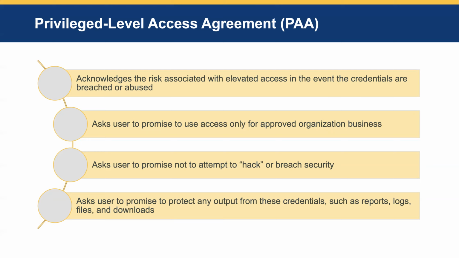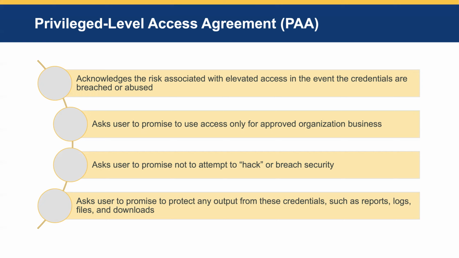And typically a privilege level access agreement is not going to be a detailed 10 or more page document. Typically it's less than 2 or 3 pages, and it'll contain appropriate sections to determine areas of high level of risk. And so at a general sense, the PAA will provide acknowledgments for the risk associated with elevated access in the event the credentials are breached or abused.